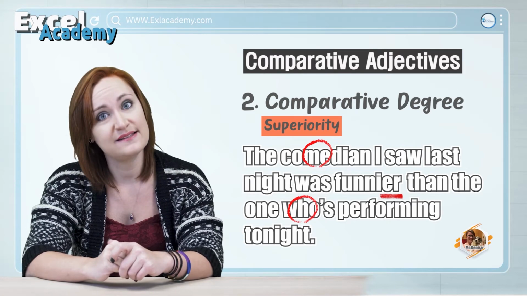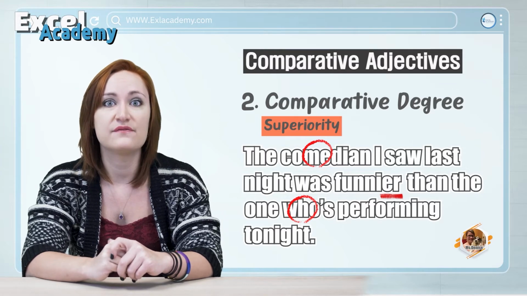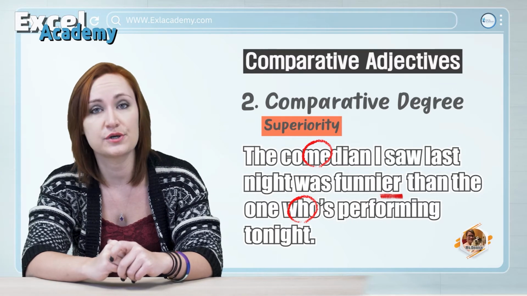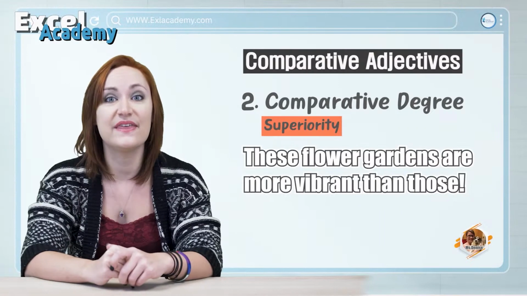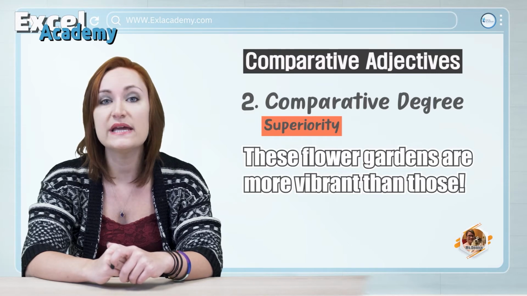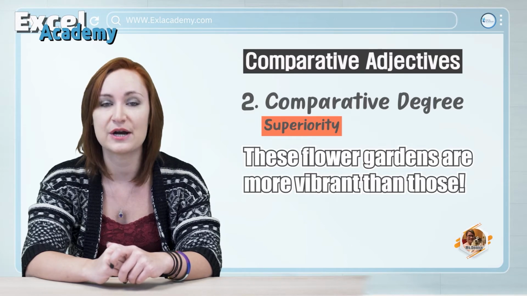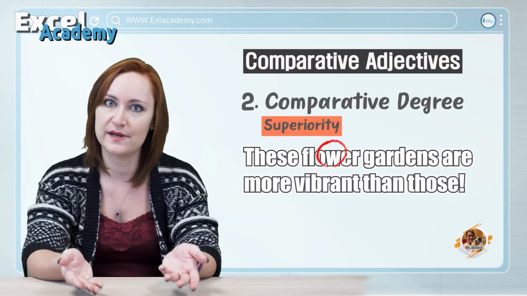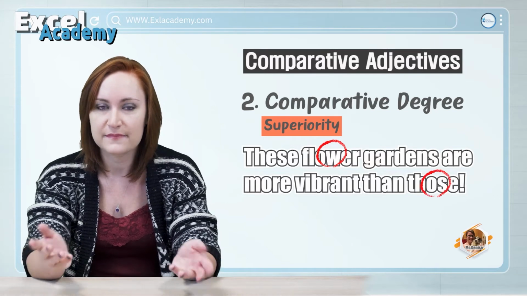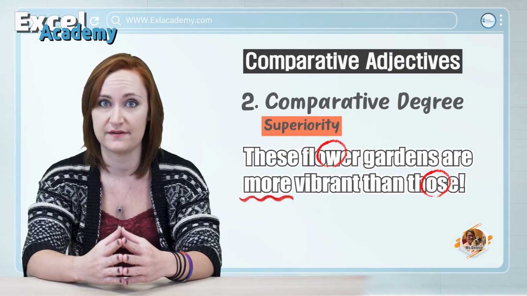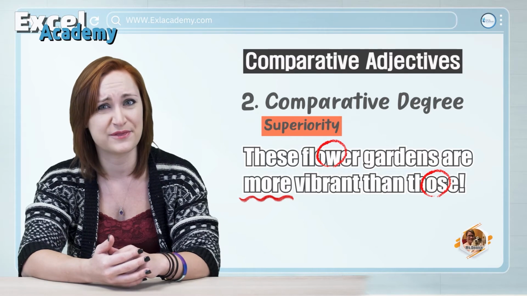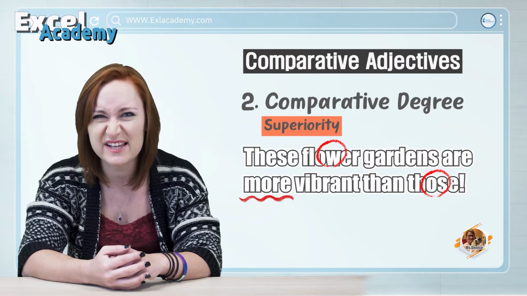Now, let's see how it works when we have to add in the word more to create the comparative form. These flower gardens are more vibrant than those. In this comparative of superiority, we see that the 2 flower gardens are being compared, and one is superior in its vibrancy than the other. Here, you can tell that we need to use the more form of the comparative because you probably realize that the word vibranter sounds a little strange.